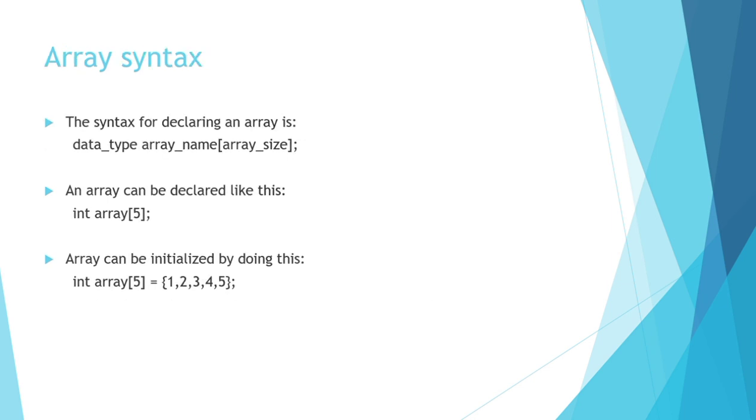The syntax for declaring an array follows a specific pattern: data type, array name, array size. For instance, to declare an integer array of size 5, the syntax would be int array[5]. Array initialization involves assigning values within curly braces during or after declaration. A fully initialized integer array would look like this: int array[5] = {1, 2, 3, 4, 5}. Here, 5 integer values are stored in consecutive memory locations.